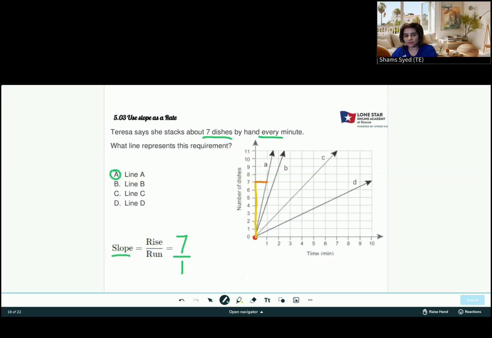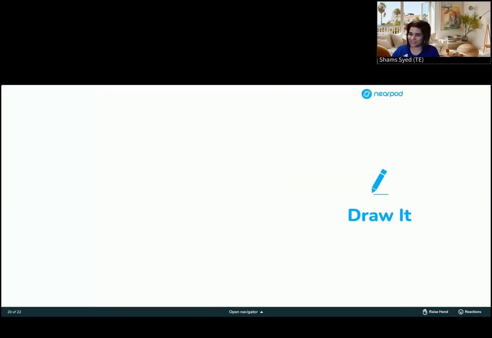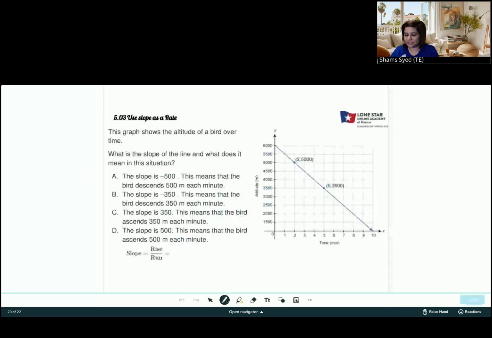Okay, let's go ahead and look at how question 5 looks. Question 5 is another slope question. They've given us a graph and we want to be finding slope. Interestingly, if it was a hamster question, Aiden, this is what we got. This graph shows the altitude of a bird over time. The only thing we want to find is slope.